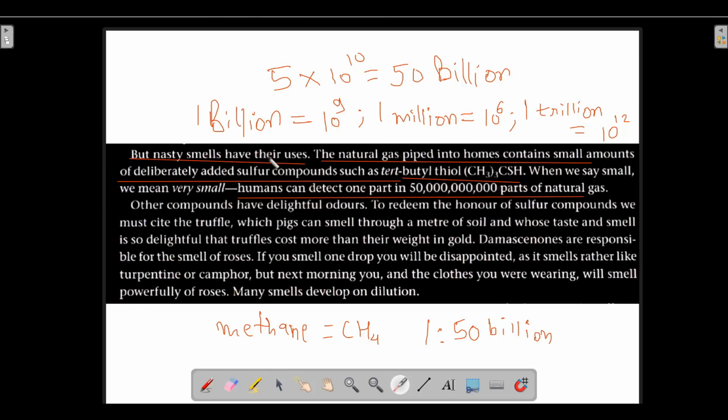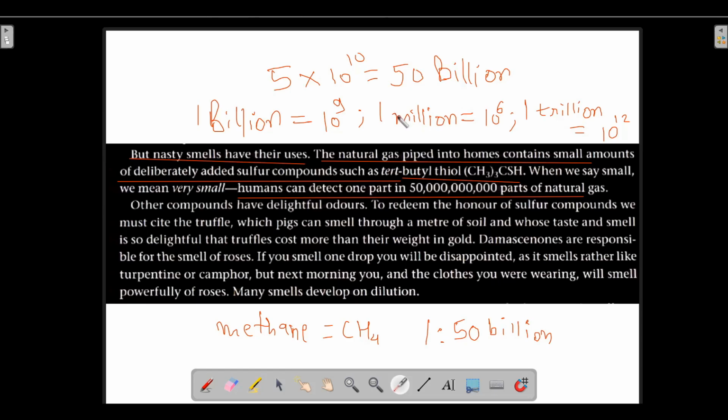Now, what is the meaning of billion? Let me tell you. First of all, have a look at million. 1 million means 10 to the power 6. 1 billion means 10 to the power 9. 1 trillion means 10 to the power 12. This you must remember. In this book, this particular description will come once again, again and again.